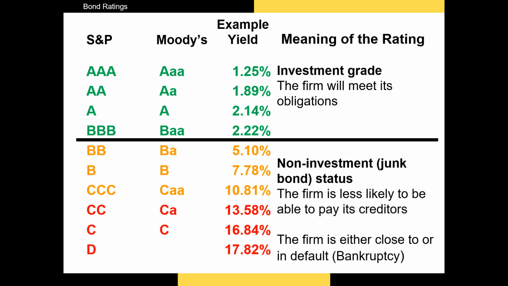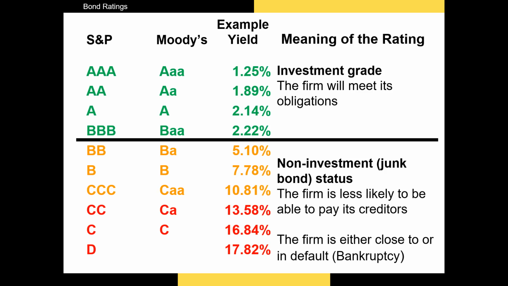BBB rated bonds have higher yields. Why? Because they're seen by investors as more risky. They're more likely to be defaulted upon. So you can see that the yield for our BBB rated bonds is slightly higher than our AAA rated bonds. Now that black line that I have there indicates the line between investment grade, which is what those green bonds are, and non-investment grade bonds or junk bonds. Notice that the yield to maturity jumps up tremendously once we fall below BBB.